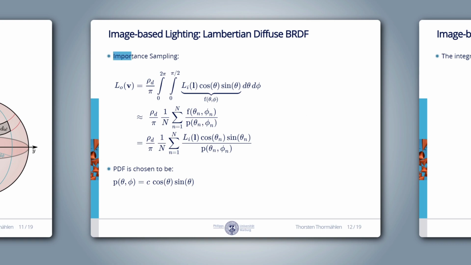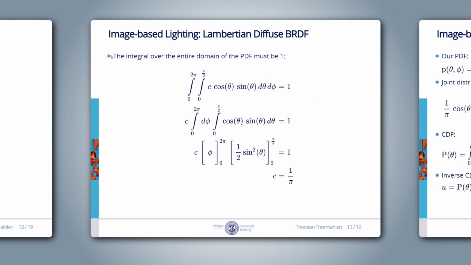Now we apply importance sampling to solve this integral. The integrand f of theta and phi is Li times cosine theta times sine theta. Now we approximate the integral with the importance sampling sum. We put in the integrand f of theta and phi, and now we can freely choose our PDF. We know that the PDF should follow the function as closely as possible. So actually, it would be a good idea to follow the incoming radiance function Li. But Li is not an analytic function and we want to keep it simple here. So we choose our PDF to be a constant c times cosine theta times sine theta.